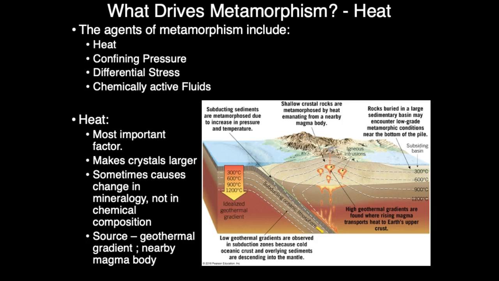So what drives metamorphism? What are the agents of metamorphism? The agents of metamorphism are heat, pressure, or I should say confining pressure, differential stress, and chemically active fluids. So during metamorphism, a rock may be subject to all four simultaneously. However, the degree of metamorphism and the contribution of each of those agents may vary from one environment to another.